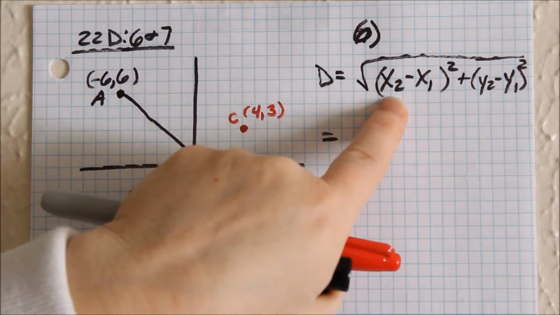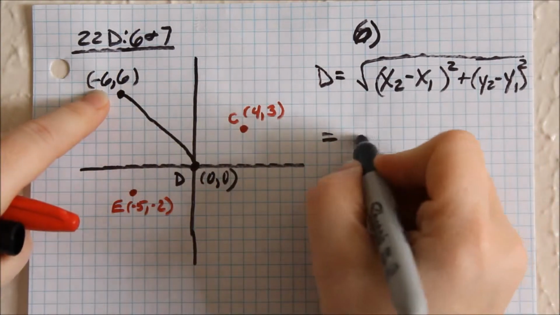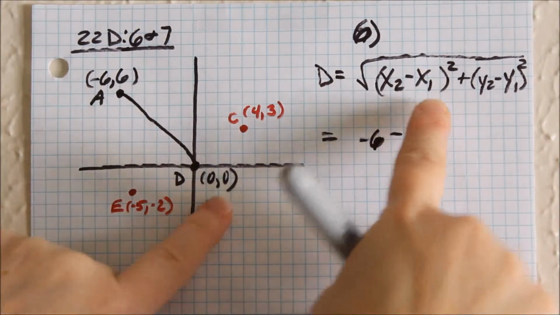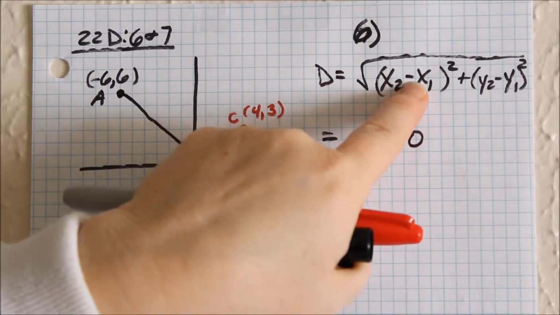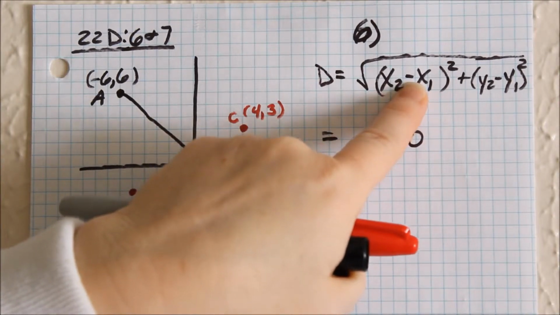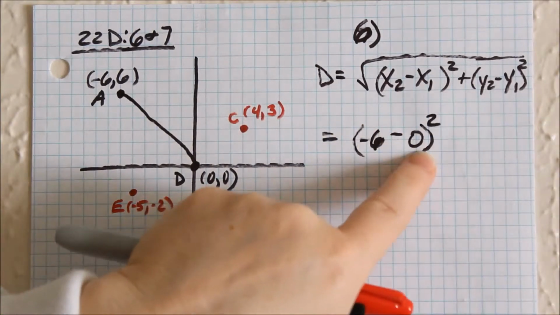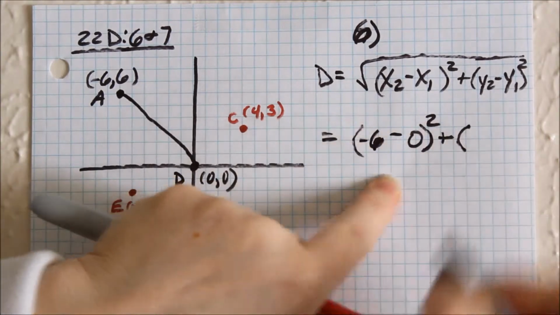So I need to put in my x-coordinate for point 2. My x-coordinate for point 2 is -6. And then my x-coordinate for point 1 is 0. Remember, the formula is a subtraction sign, so you need to keep up with when your coordinates are negative. So we square that because that's the difference of my x's squared plus, that's my formula. Now the difference of my y's.